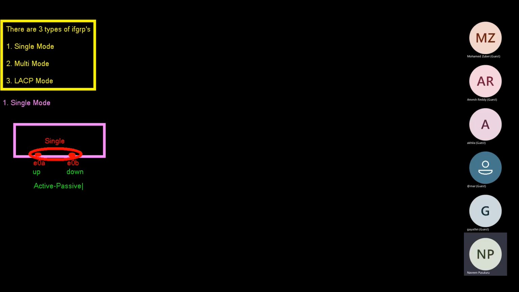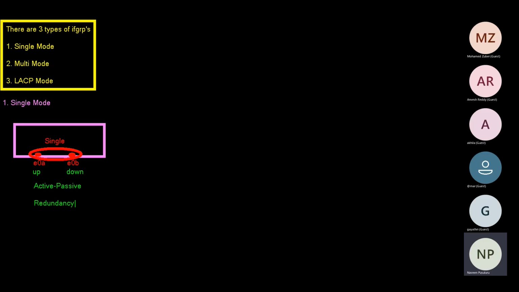Whenever anything goes wrong with the active port, then the passive port will become active and will handle the services. But at a time, only one port will be up and running, and the data transfers and everything will happen through that active port only. So that means in a single mode if group, we will have redundancy.